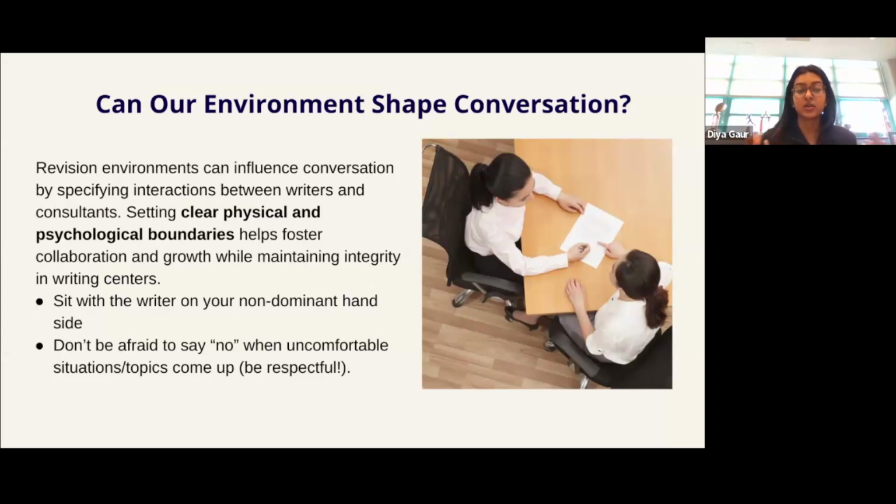While you're making these considerations for the writer, you also want to remember to respect both your own and the writer's personal and psychological boundaries. This is something that gets overlooked, but not every conversation in the writing lab will be comfortable, and that's okay. If a topic makes you feel uncomfortable or goes beyond the scope of writing, it's fine to redirect the conversation or say, "I'm not comfortable discussing that."